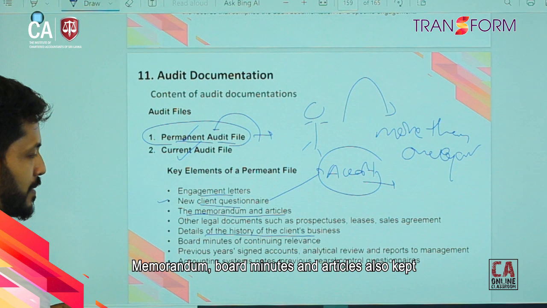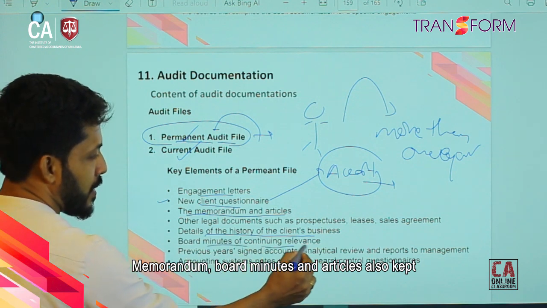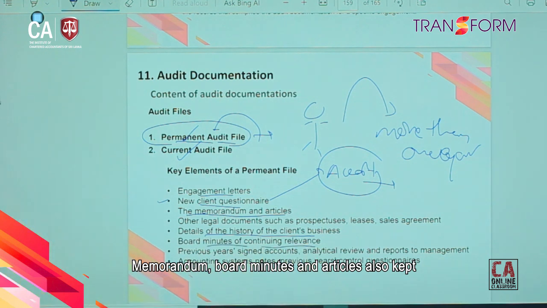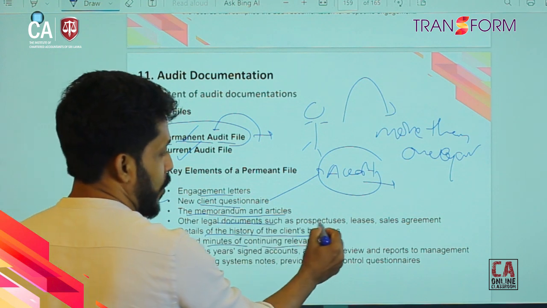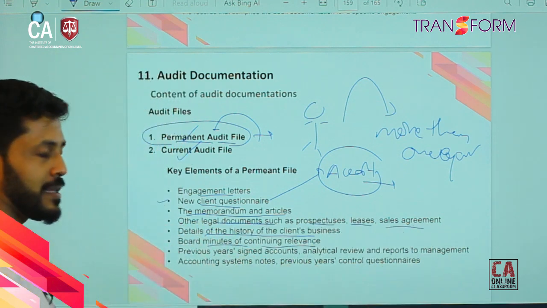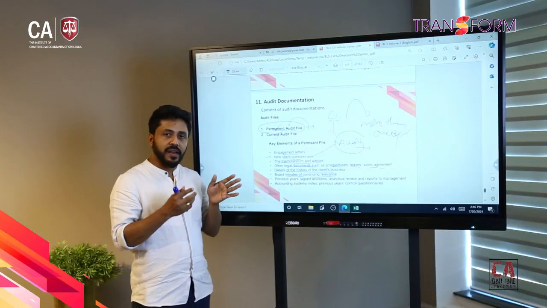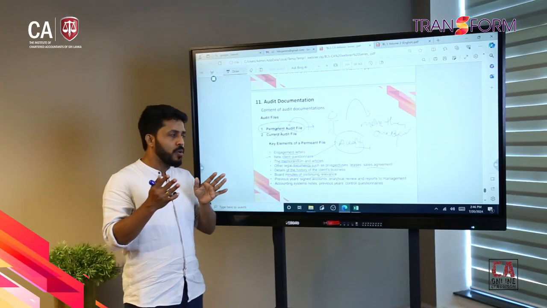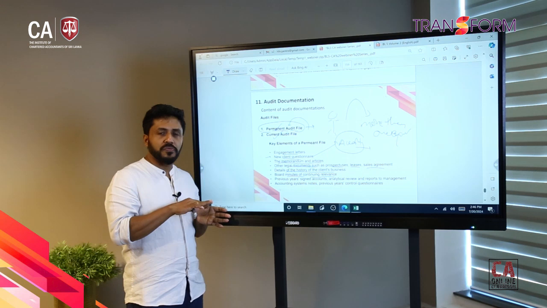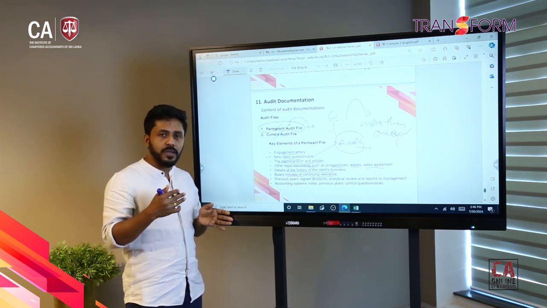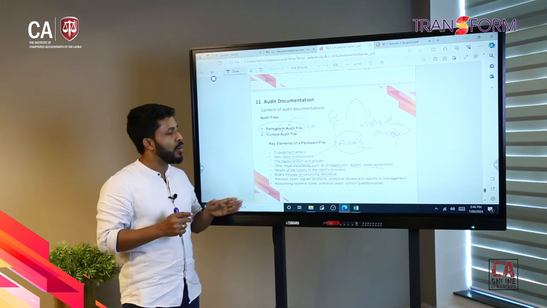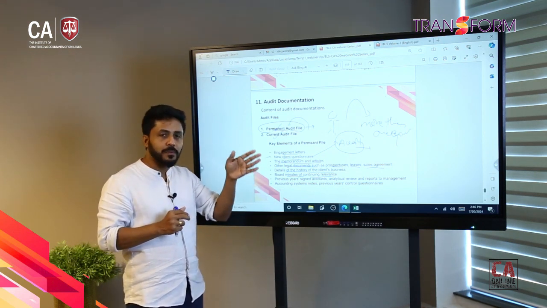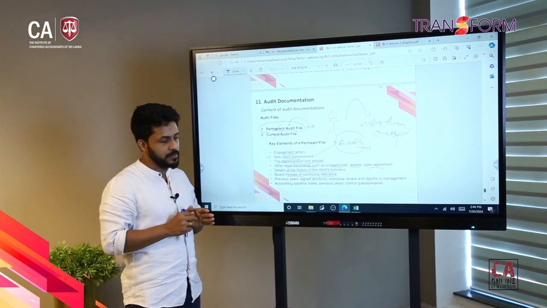And then details of the history of the client business and board minutes should be kept in the permanent file, and then other legal documents: prospectus, lease and sales related agreements, even rent agreements, loan agreements, all those things. So if there is an acquisition of a group of companies, those types of agreements, if it is a joint venture agreement, all those aspects can be saved in a permanent file.